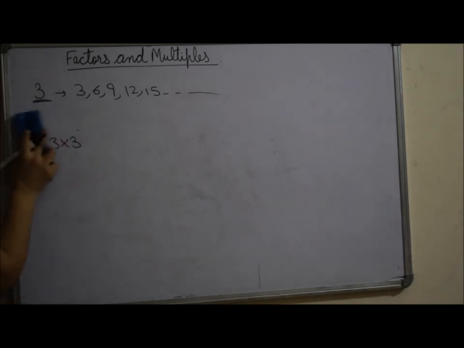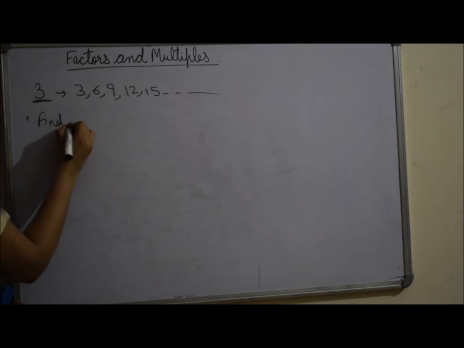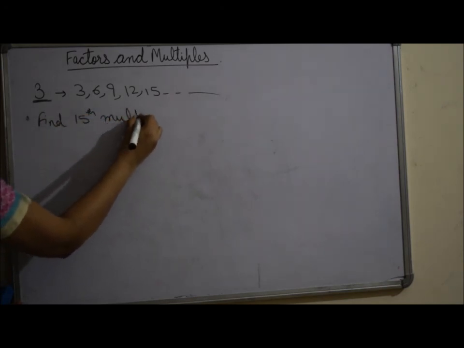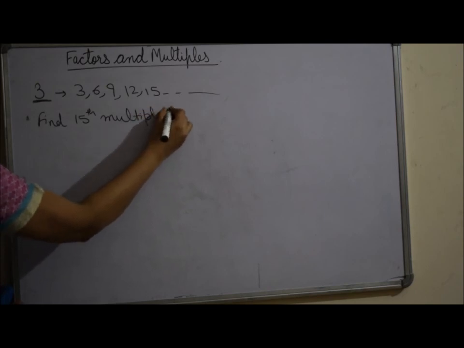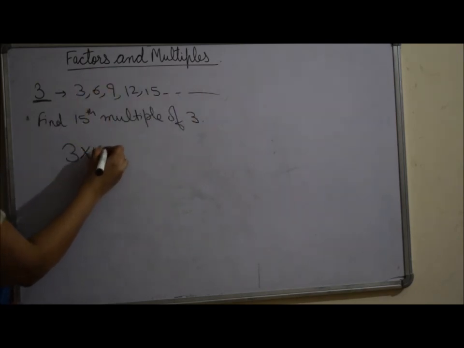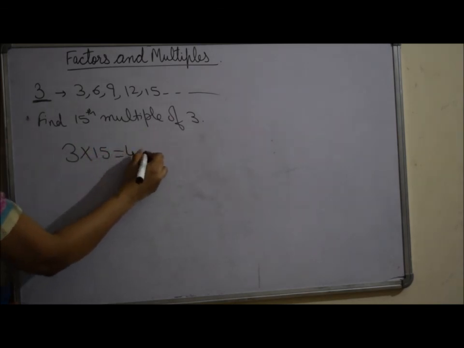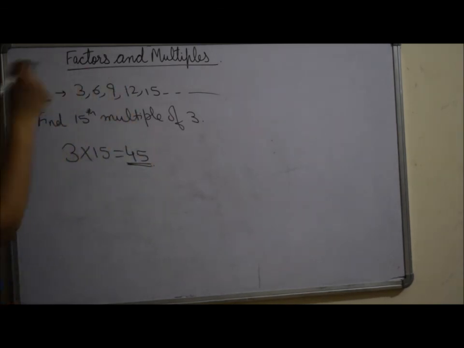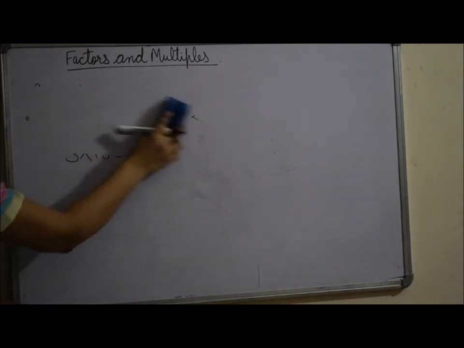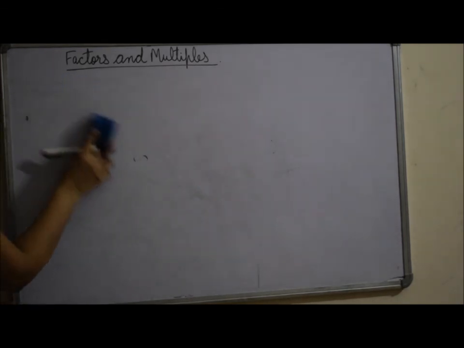So if the question is find the 15th multiple of 3, what you will do is check 3 into 15. 45 is the 15th multiple of 3. So that's all about factors and multiples.